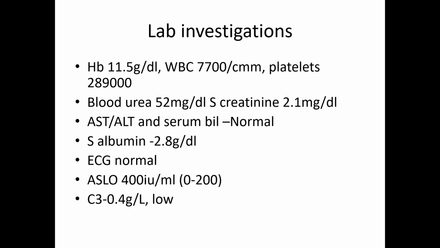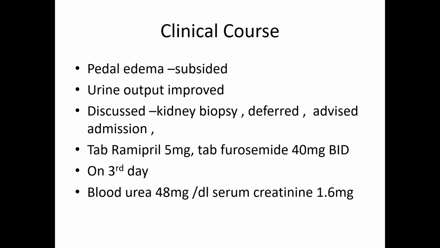She was advised to monitor her weight and asked to come to the OPD with the reports. These are the reports of the patient. Hemoglobin is 11.5 gram per deciliter, platelet normal, but serum creatinine is on a bit higher side. ALT normal in this patient. Serum albumin is slightly on the lower side. ECG came normal. ASLO titer is 400 units, and complement levels are also low in this patient. So this patient has hypocomplementemia. ASLO is high in this patient. So what is the most likely diagnosis?